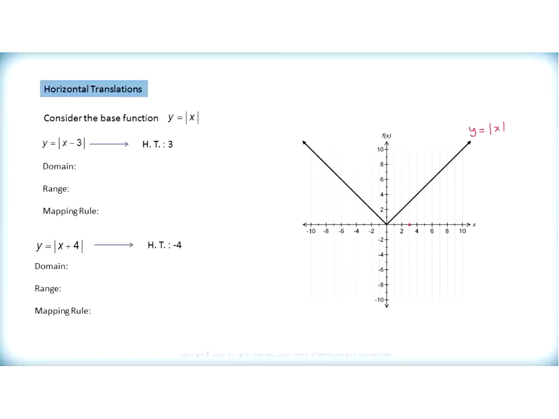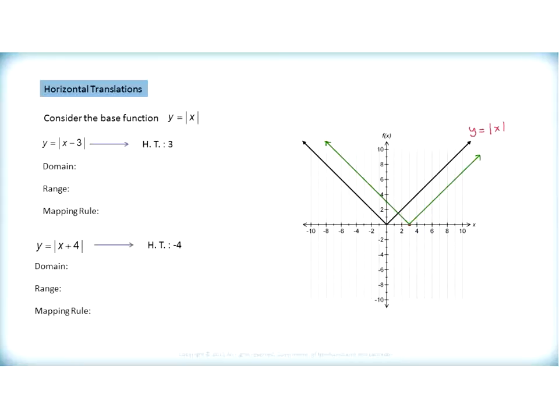So let's do that. I'm just sketching that graph for you. Right there. There's my slope of -1, and here's my slope of +1. And there's the graph of the new translated function. And you can clearly see that the graph has been translated 3 units to the right. Let's look at the domain, the range, and the mapping rule for this new function.